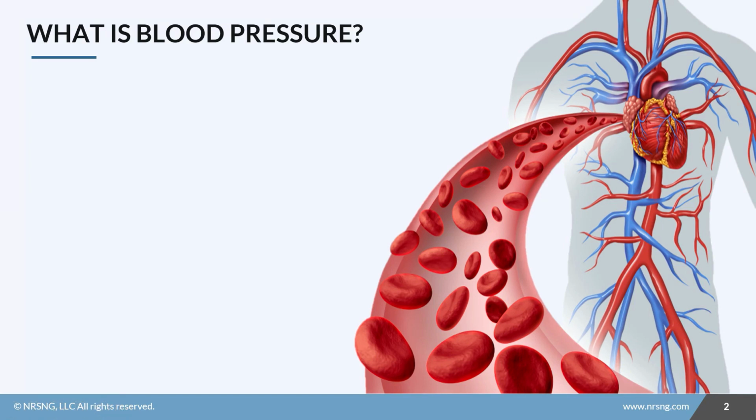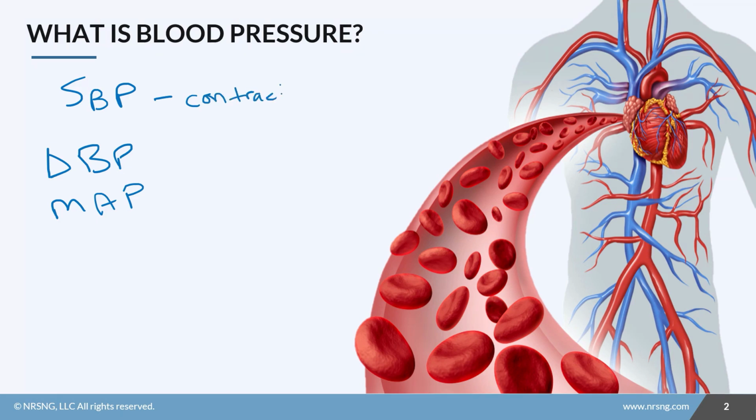Now, there are three main parameters that we need to know: systolic blood pressure, diastolic blood pressure, and mean arterial pressure, or MAP. First, systolic blood pressure is the pressure exerted in the vessels when the heart contracts. So it contracts, it forces blood out into the arteries, and there's a pressure within those arteries during that time. Diastolic blood pressure is the pressure within the vessels between beats or when the heart is relaxing during diastole.